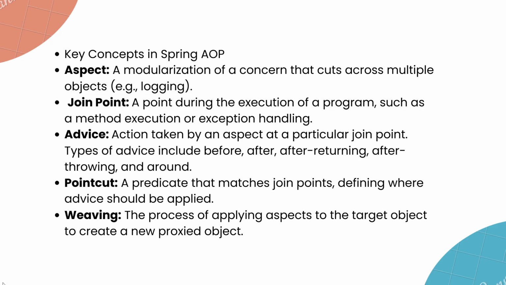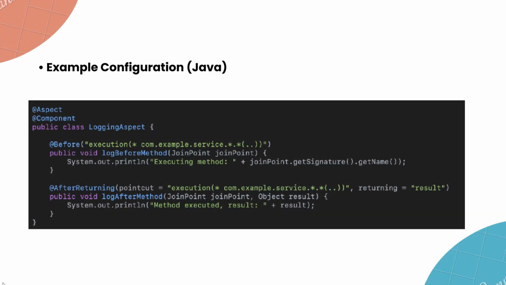Fourth one is pointcut, a predicate that matches join points defining where advice should be applied. Fifth one is weaving, the process of applying aspects to the target object to create a new proxied object. Real time example, that is airport security process.